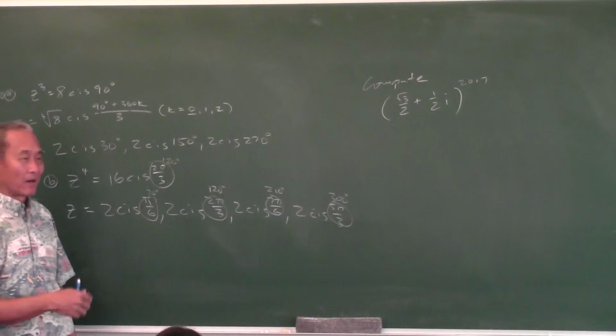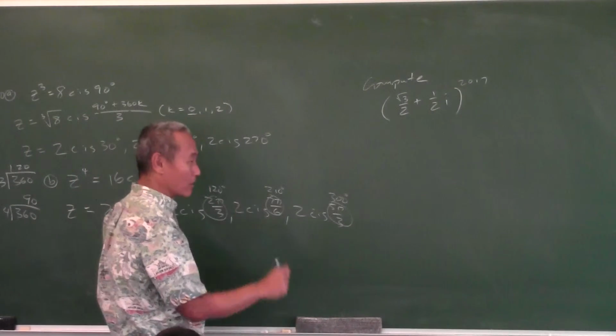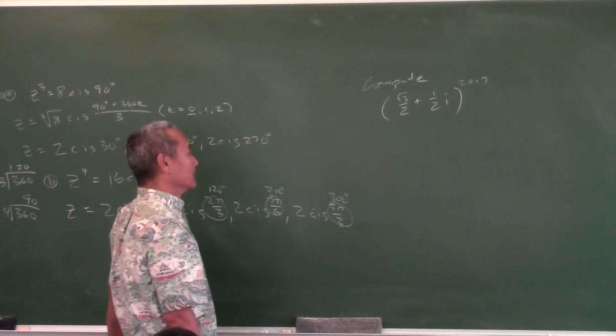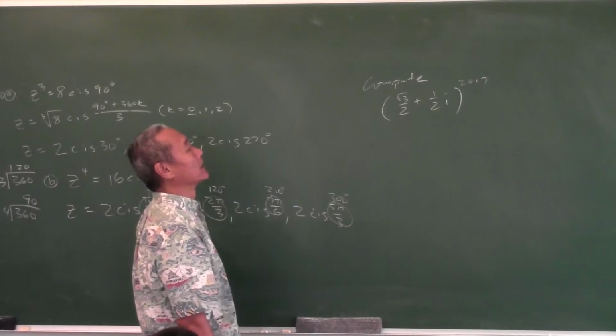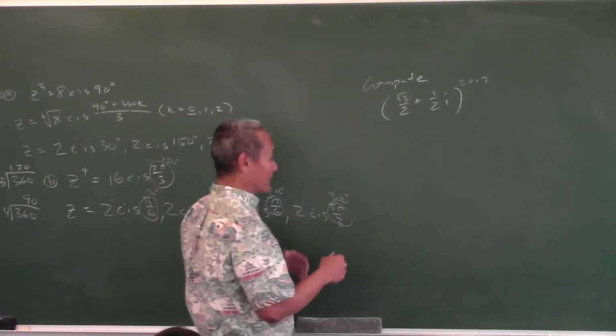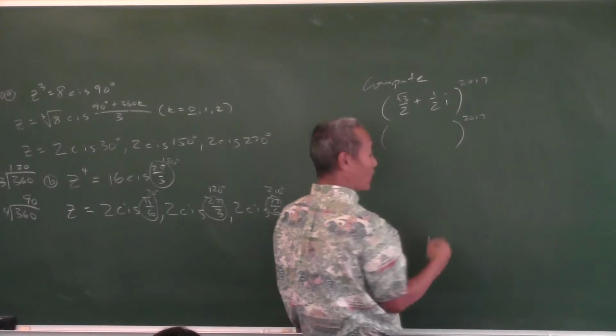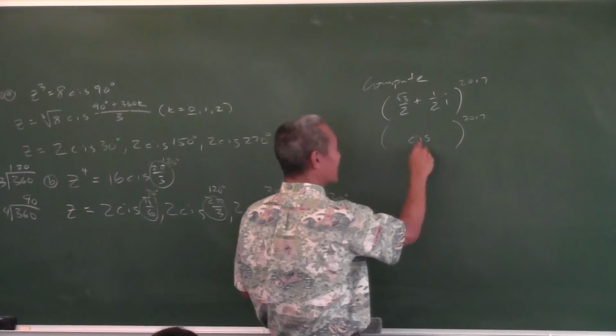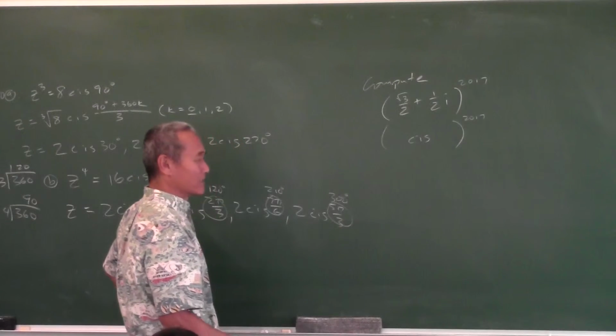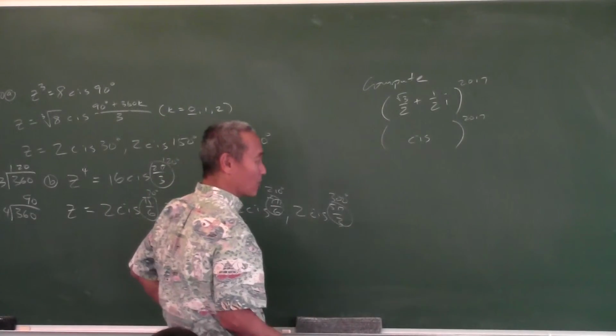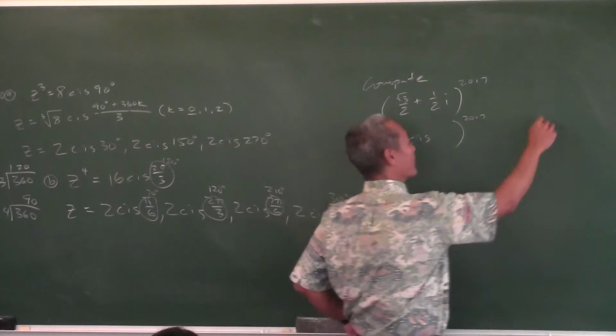What did we learn this chapter? How do you raise a complex number to a power? You're going to use de Moivre's theorem. But in order to use de Moivre's theorem, this has to be in polar form. You have to write it in r cis theta form. So how do I change from standard to polar? Draw the picture.